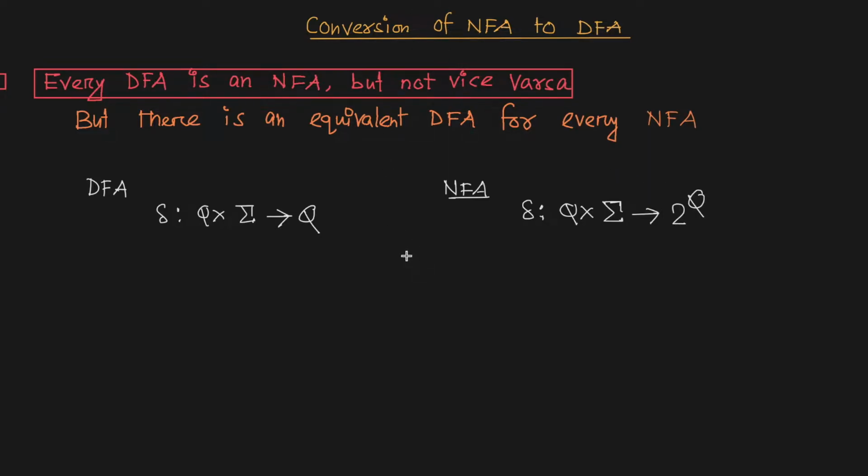So obviously from this we see that Q is contained in 2 to the power Q, that is Q is a part of 2 to the power Q. So every DFA is an NFA, but 2 to the power Q is not contained in Q. So NFA is not a DFA, but there is an equivalent DFA for every NFA. That means we can convert NFA to an equivalent DFA.